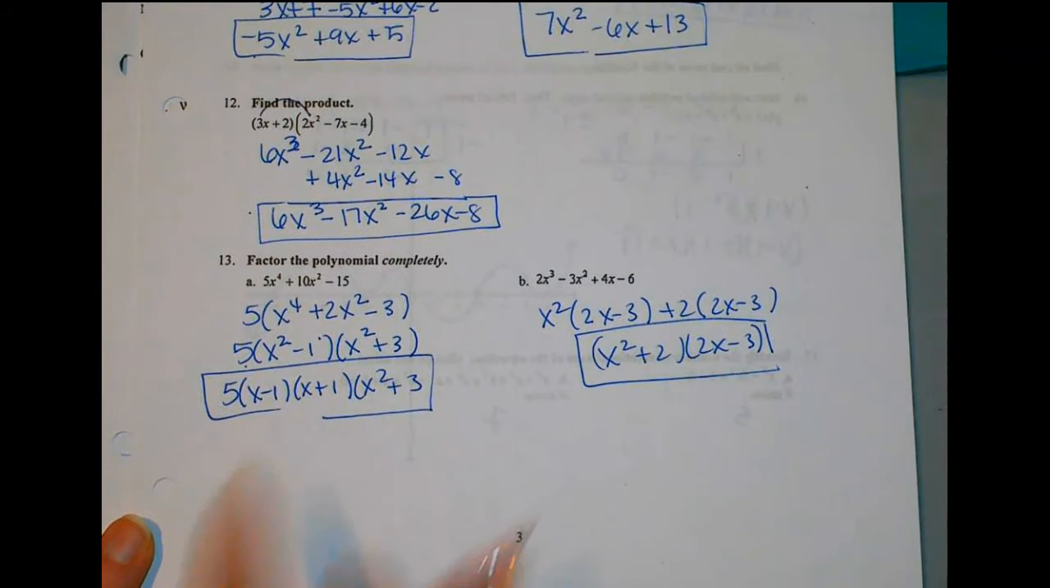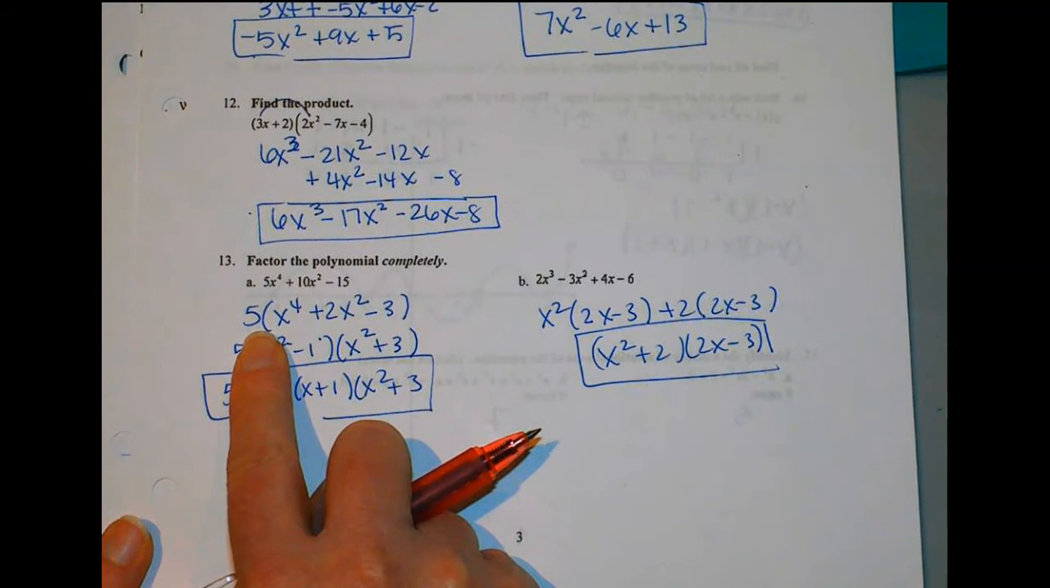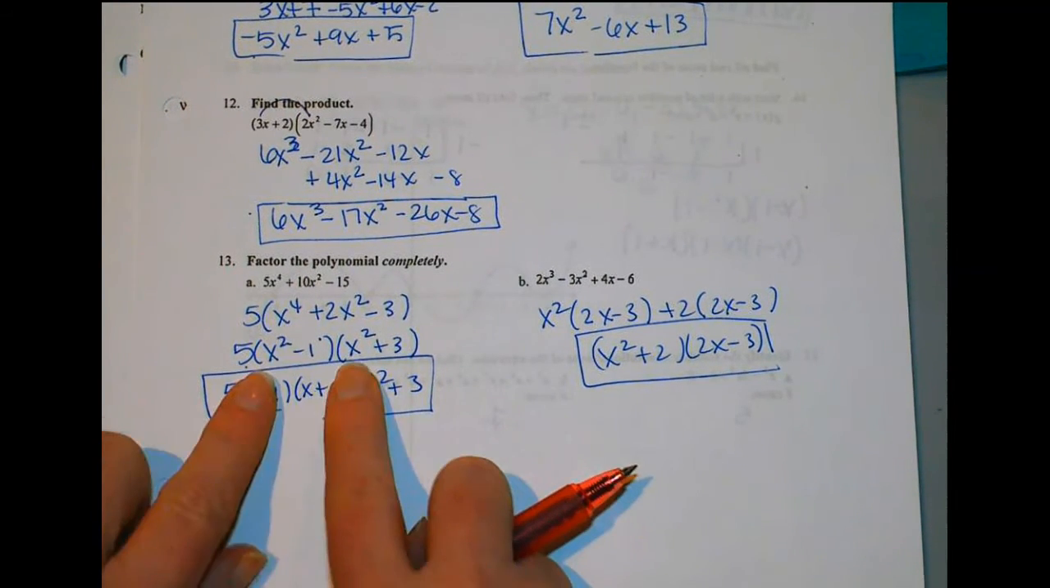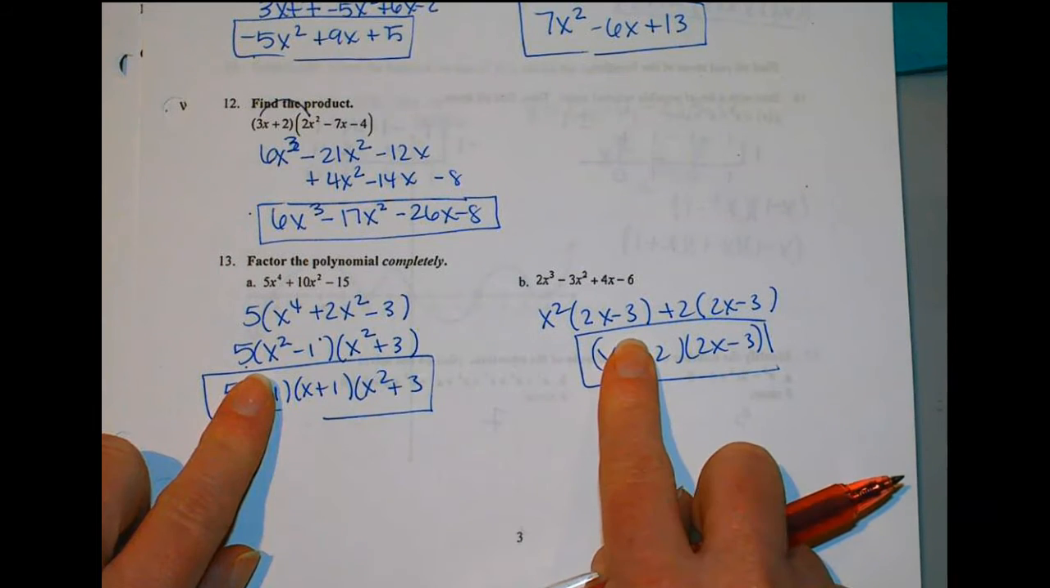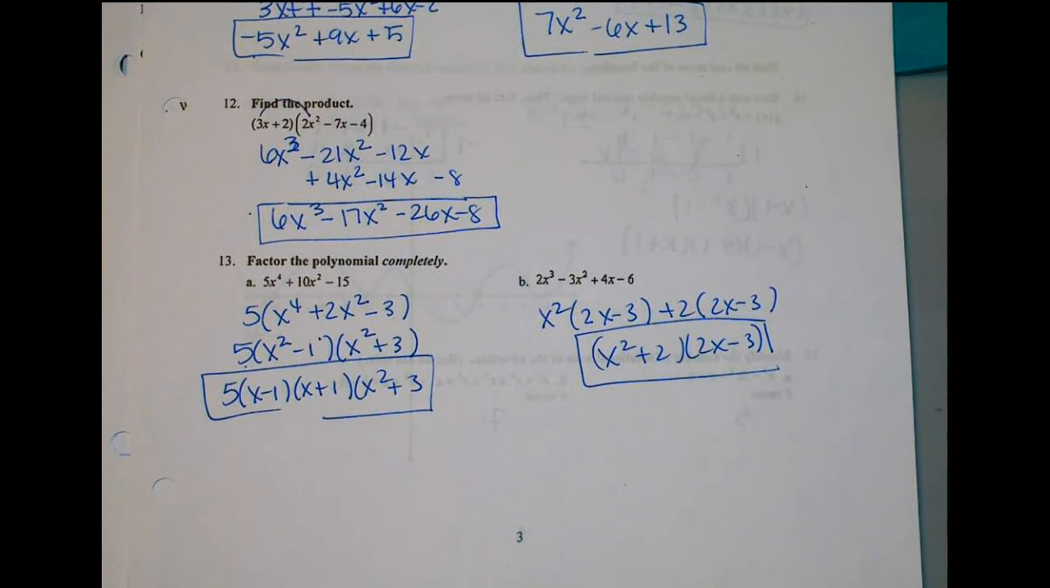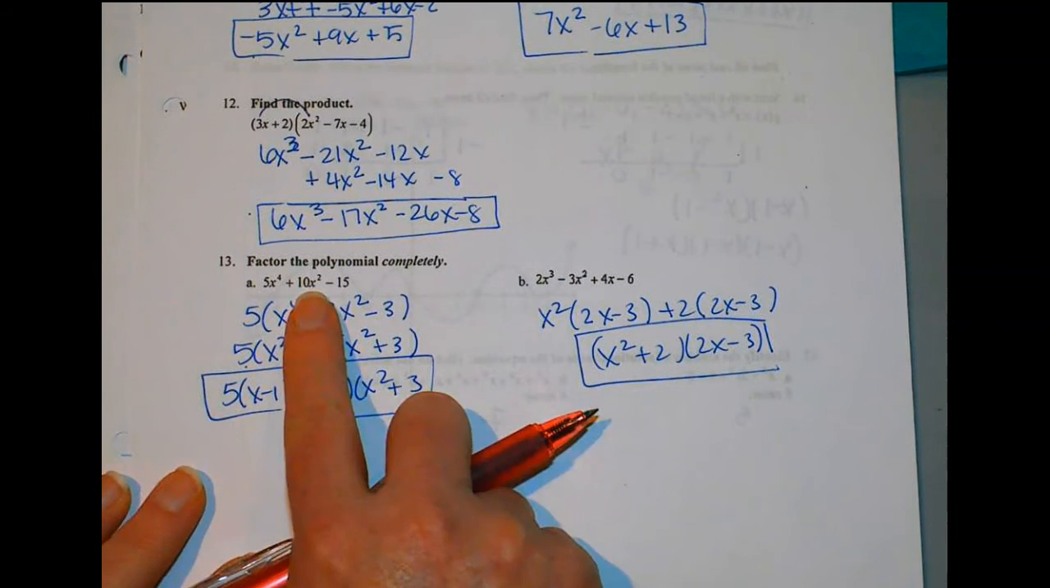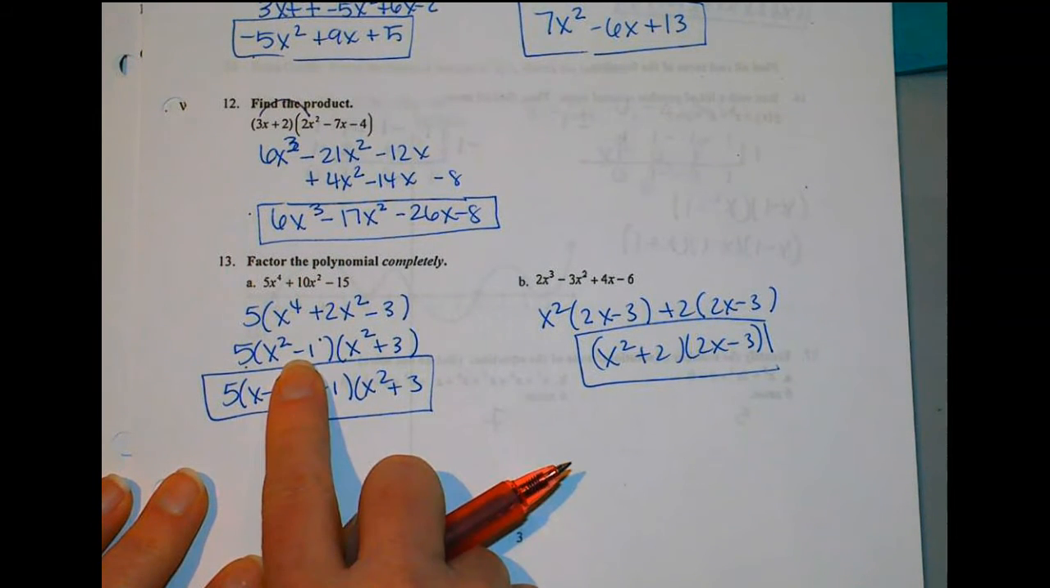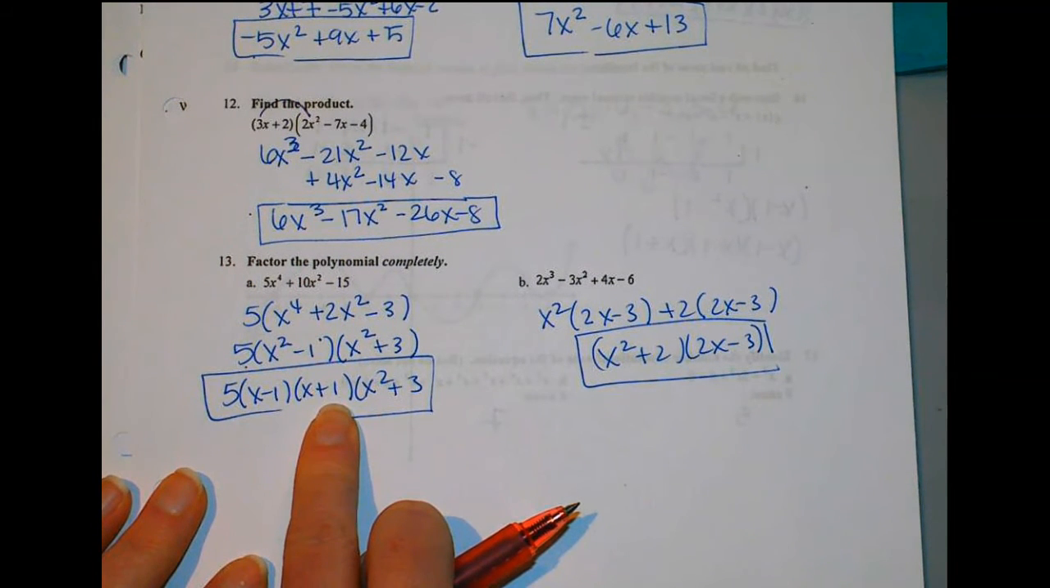Factor completely. So here, take out a 5. This is an x to the 4th, so these are both x squareds. This test is a step up from our first factoring test, which was in chapter 2 or 3. So we were going to have the harder factoring here. And then this is a difference of squares. You had to factor it again. Look for those sneaky guys.